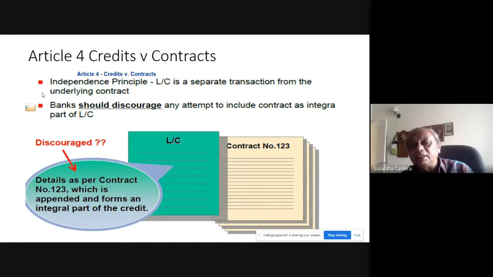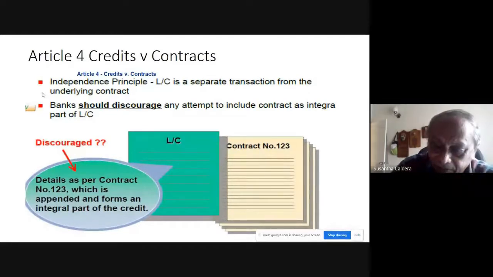Banks cannot check these. They cannot check the credit of these other people. Right? Don't include them. You have to discourage. If the customer is insisting, ask him to go to some other bank. If that bank is prepared to open the LC the way the customer wants it, let them have the business.